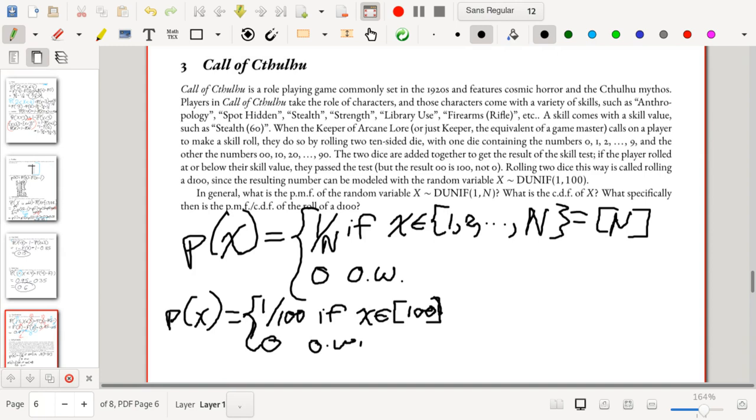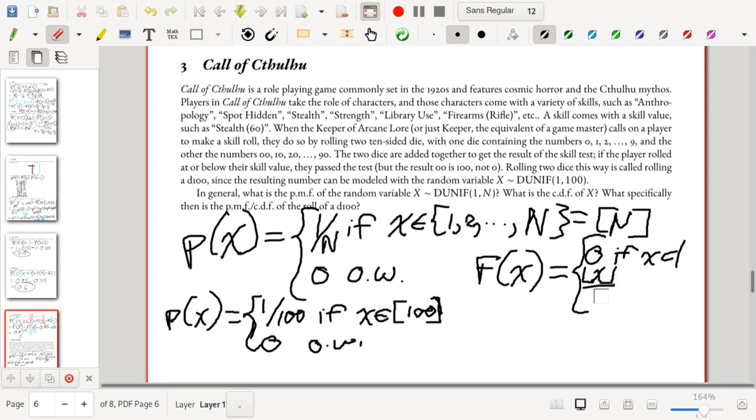What is the CDF of x? Well, in general, the CDF of x will be 0 if x is less than 1. It will be the integer part or rounded down value of x divided by, let's say, n in general, if 1 is less than or equal to x, which is less than n, and it will be 1 if x is greater than or equal to n.